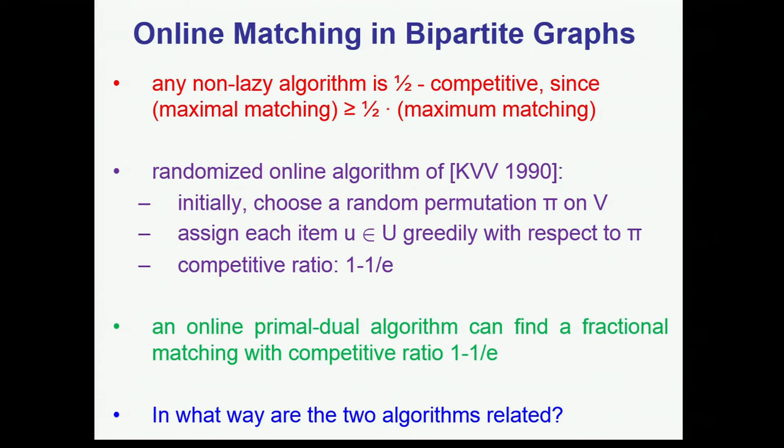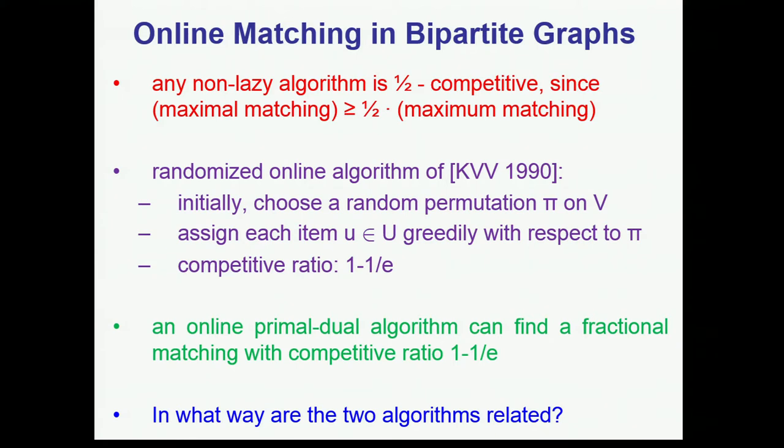They suggested the following algorithm. As in ad auctions, a greedy algorithm or any non-lazy algorithm, which means that if you can match, do it, is going to get a competitive factor of 1/2. And deterministically this is best possible. The question is: is there a randomized algorithm that goes above 1/2? And here's a very simple algorithm. You pick in advance a random permutation over the offline side, the fixed side of the bipartite graph. And you do it only once. Once you have this random permutation, you run the greedy algorithm with respect to it.